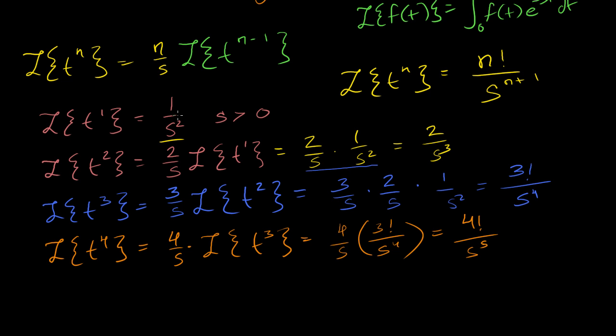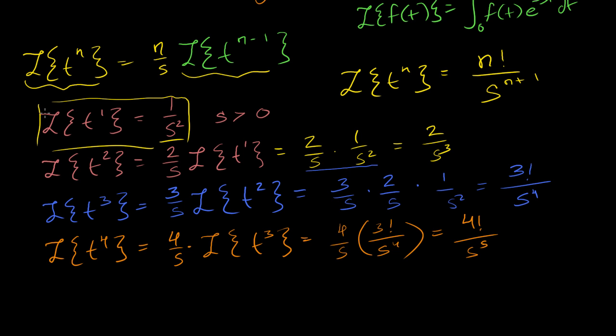We proved it directly for this base case right here, right? This is 1 factorial over s to the 1 plus 1. And then if we know it's true for this, we know it's going to be true for the next increment. So an induction proof is almost obvious, but you can even see it based on this. If you had to figure out the Laplace transform of t to the 10th, you could just keep doing this over and over again, but I think you see the pattern pretty clearly. So anyway, I thought that was a neat problem in and of itself.